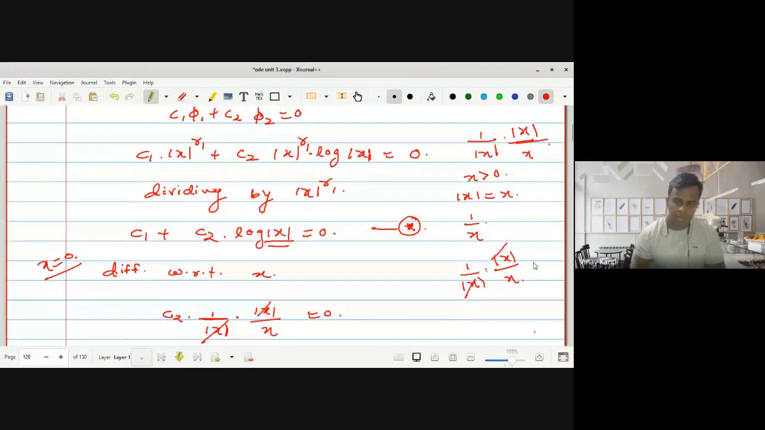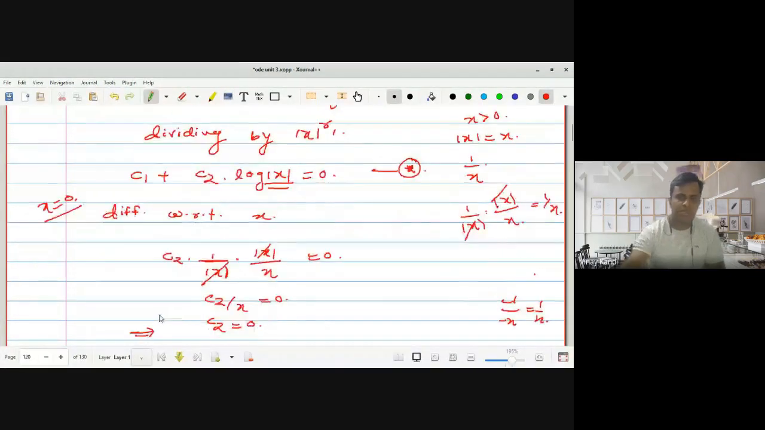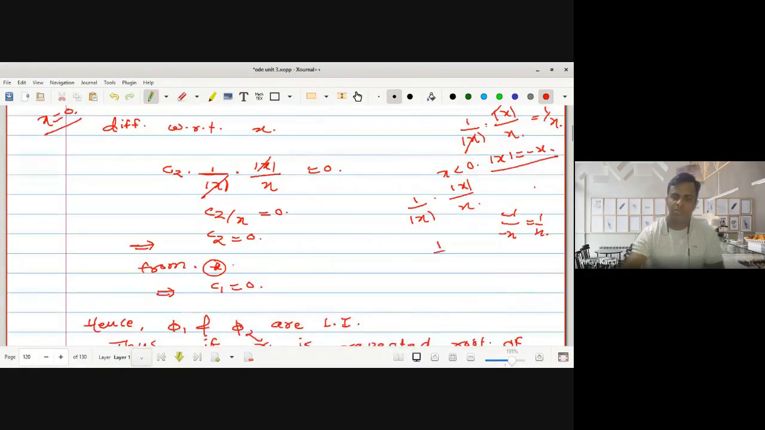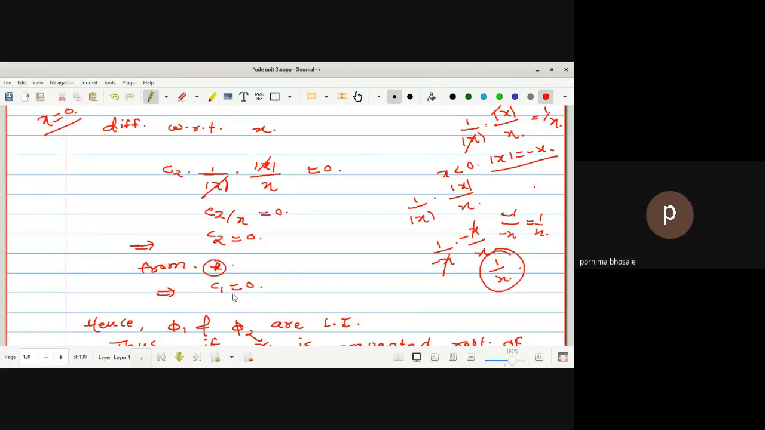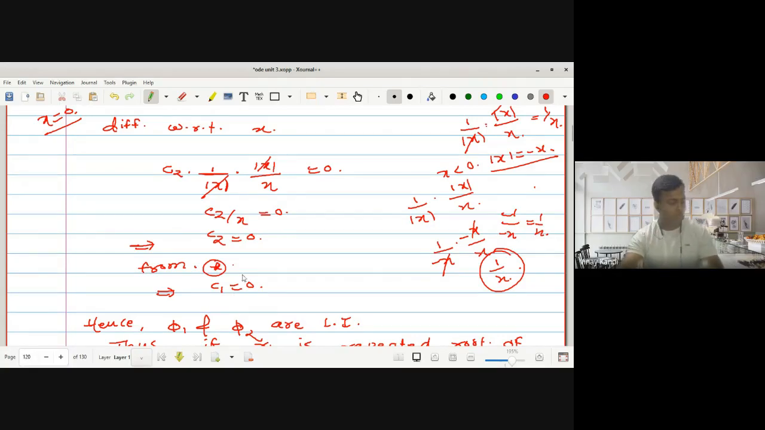ओके सो हा mod कॅन्सल सो दिस इज 1 बाय x. ओके हे पॉझिटिव्हला satisfy the condition. Okay, suppose x is less than 0. So what we get mod x is equal to minus x. Okay, तेव्हा काय derivative 1 upon mod x into mod x upon x. Okay, what is the 1 upon mod x? What is the mod of mod x? Yeah, minus x into minus x upon x. Okay, so this x will cancel minus x and this is also 1 upon x. Okay, any doubt now? No, sir.